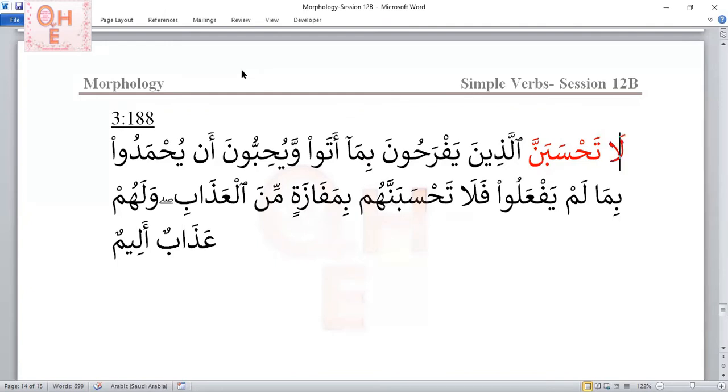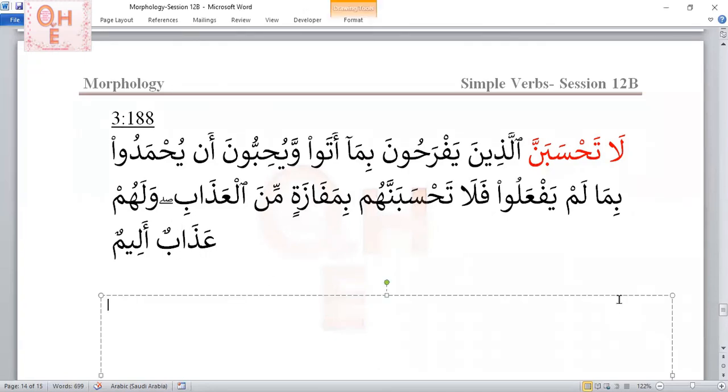Okay, now let's continue browsing, inshallah, to see if we have any more emphatic verbs. So obviously we're looking for noon shadda at the end. This is also an emphatic verb, but this has a dhamir attached to it. We haven't covered that, but you can tell this is an emphatic verb. And that's it. So let's look into the identification, inshallah.